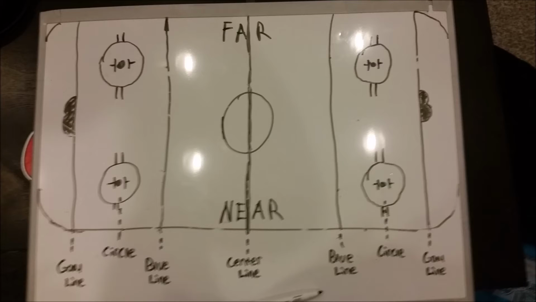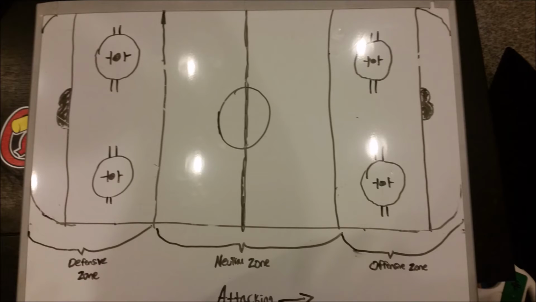Next up, we're going to divide the rink into thirds, or zones. Now, assuming that we are attacking the right side goal, starting on the left, we will have the defensive zone, which is the end of the rink to the blue line. We will have the neutral zone, which is simply blue line to blue line. And we will have the attacking zone, which is the blue line to our attacking end.